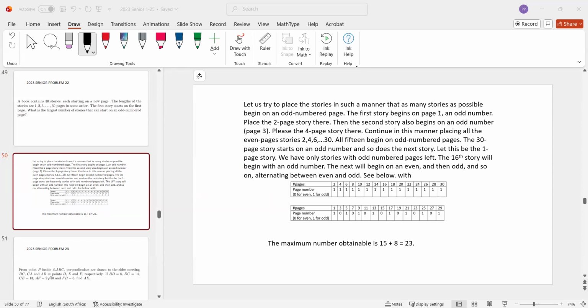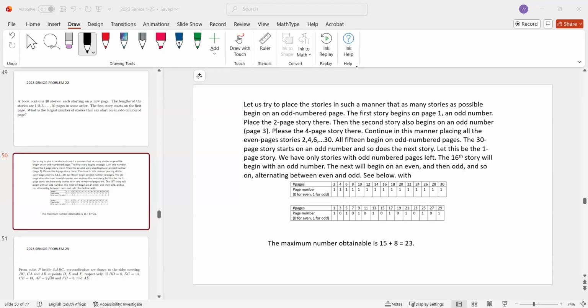The first story, I read that as the 1-page story, which was wrong. The first story begins with 1. So the story that we have chosen is a 2-page story. And then after that, you put only the even ones until you exhaust it. And when that happens, you get all the pages, all the stories start on an odd number page.